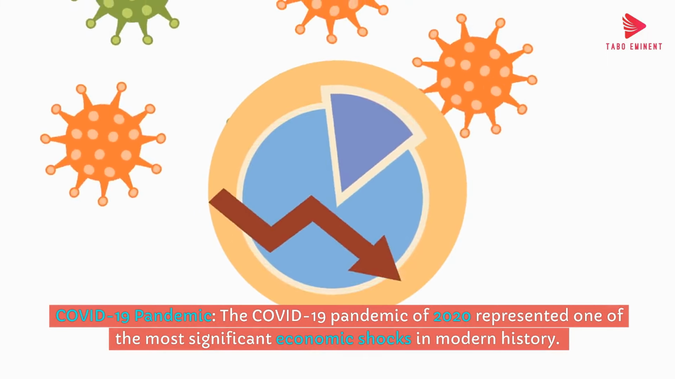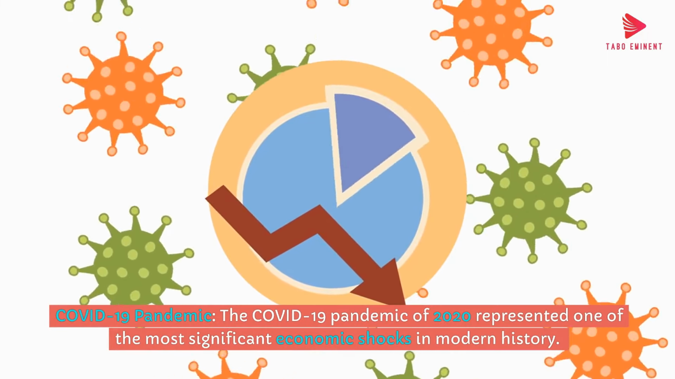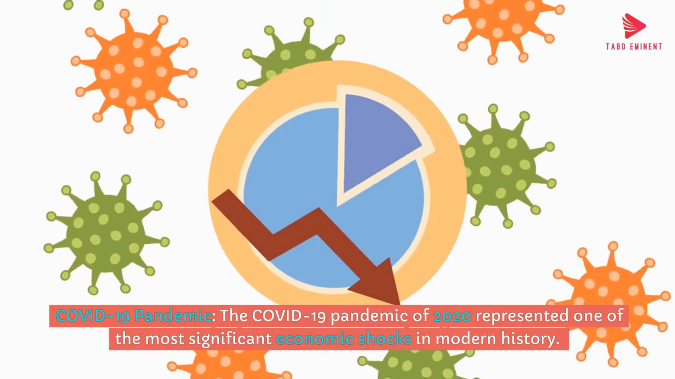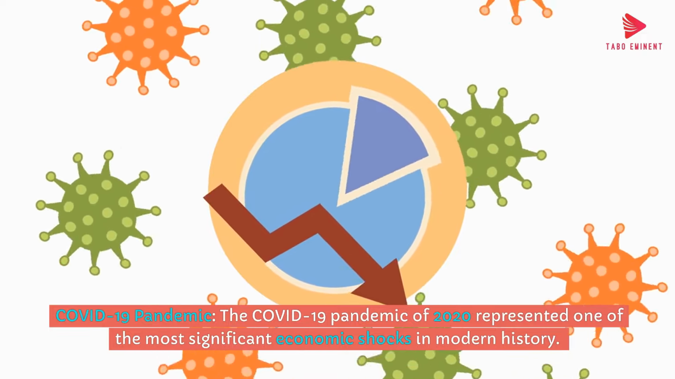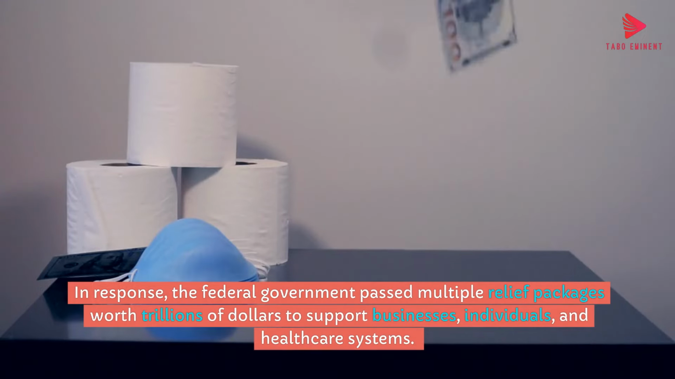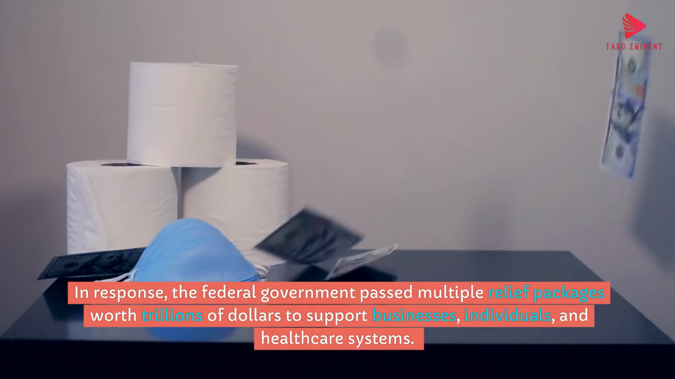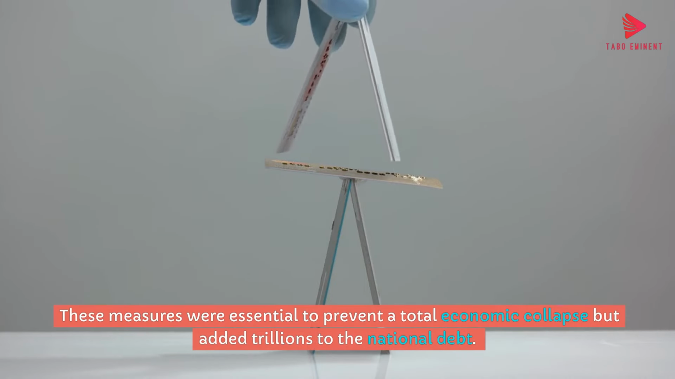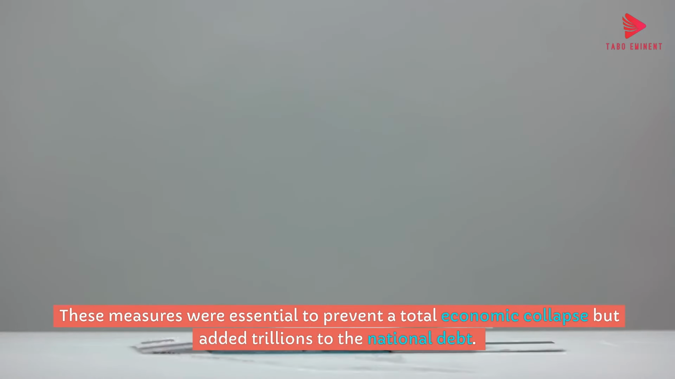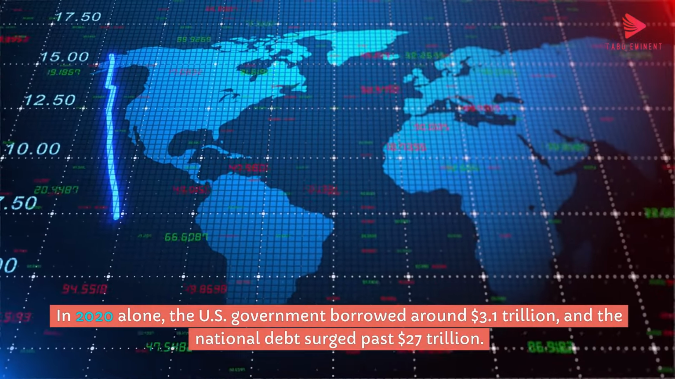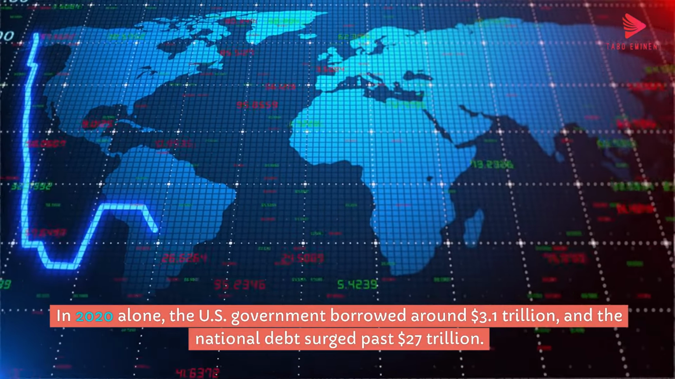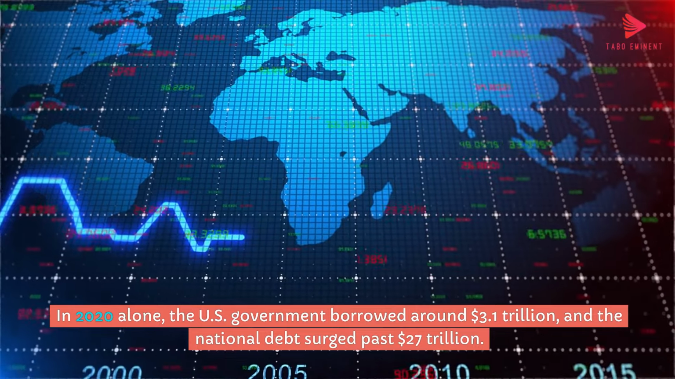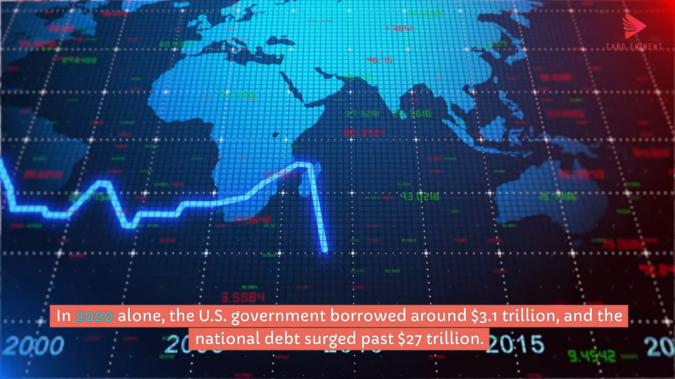COVID-19 pandemic. The COVID-19 pandemic of 2020 represented one of the most significant economic shocks in modern history. In response, the federal government passed multiple relief packages worth trillions of dollars to support businesses, individuals, and healthcare systems. These measures were essential to prevent a total economic collapse but added trillions to the national debt. In 2020 alone, the U.S. government borrowed around $3.1 trillion, and the national debt surged past $27 trillion.